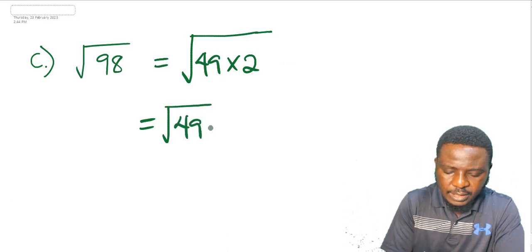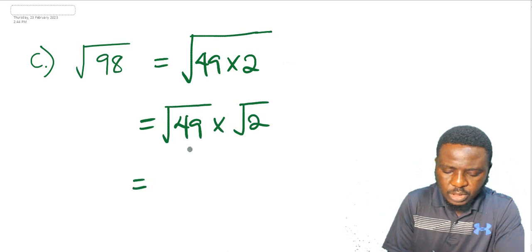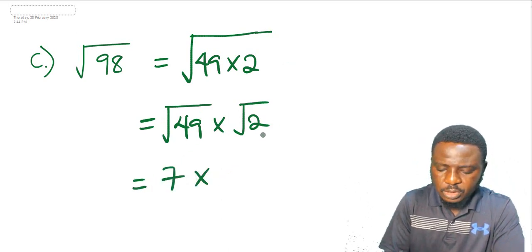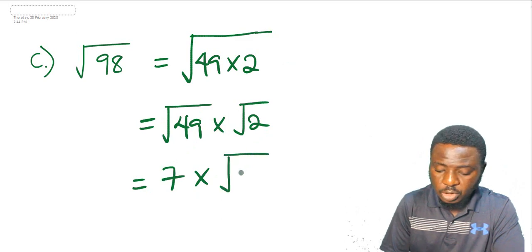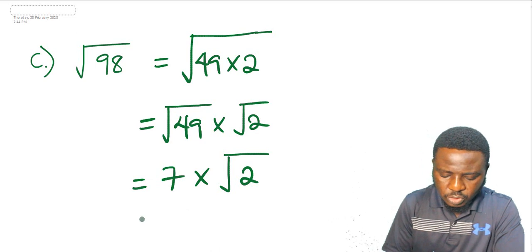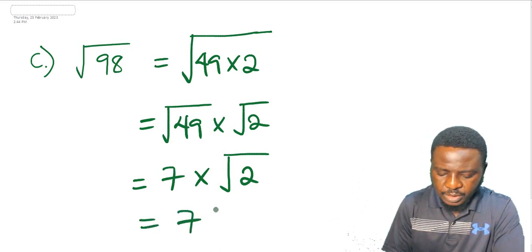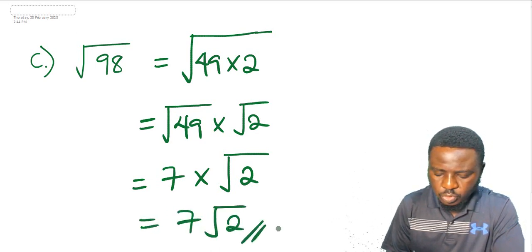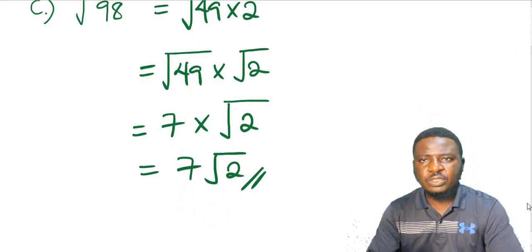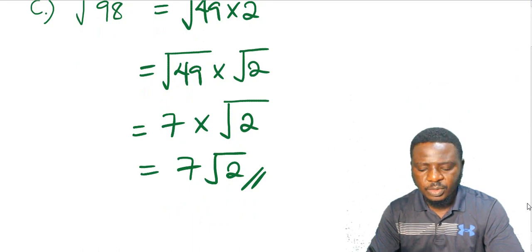root 49 times root 2, which is equal to, square root of 49 is 7, and square root of 2 is not a perfect square, so we leave it as the irrational part. So this can be simplified to be 7 root 2. So root 98, in its simple short form, is said to be 7 root 2.